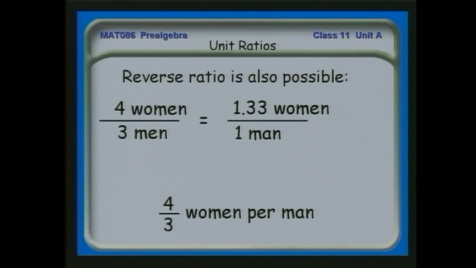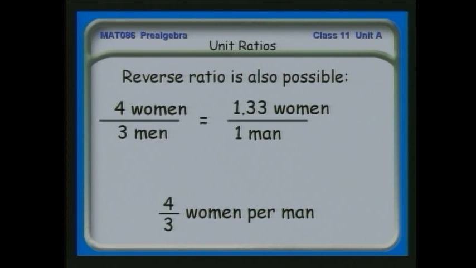Here's the reverse. We can also talk about it the other way if we want to. How many women do we have per man? In this case, I would divide 4 by 3, and when I do, I would get about 1.33 women for every man. And again, it's a unit ratio because I've reduced it from how many women per 3 men to how many women per 1 man.